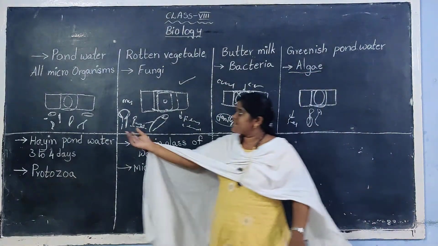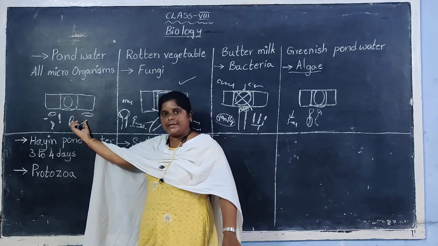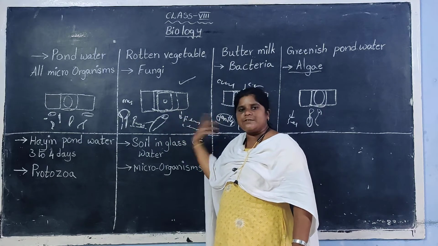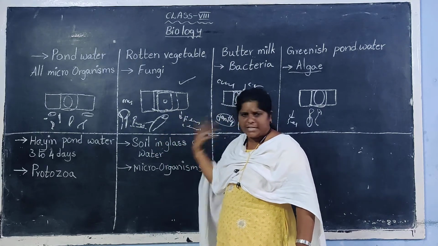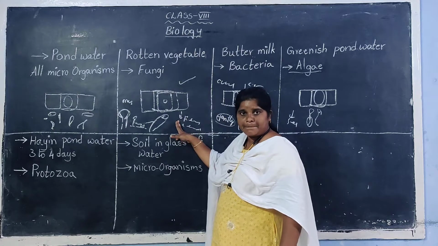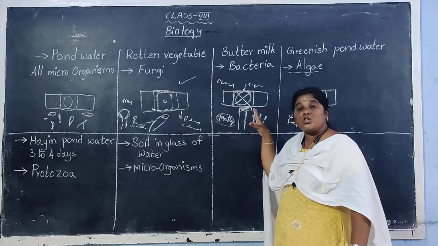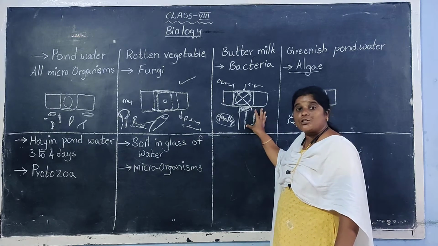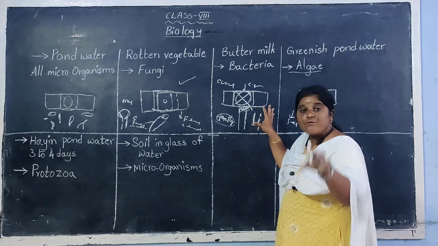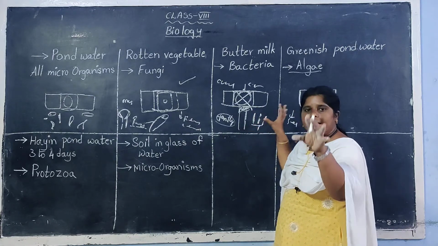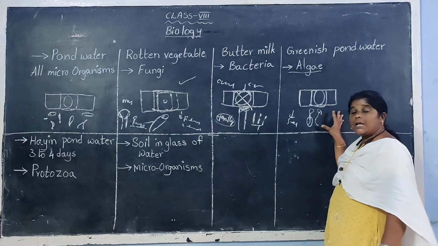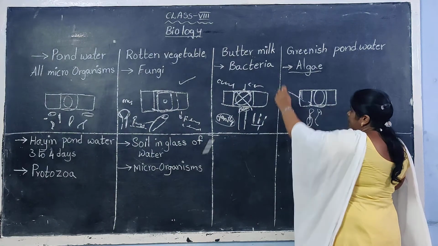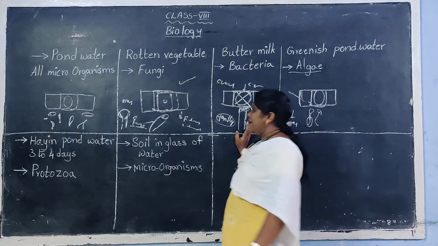Okay, if you take simple pond water, you can observe all kinds of microorganisms. If you take any part of the rotten food material, either vegetable, or a pickle or anything else, you can observe fungi. If you want to observe lactobacillus, take a drop of buttermilk, and you can observe lactobacillus, which is a bacteria. And if you want to observe algae, the fourth kind of microorganism, you have to take the greenish part of the water. That will have algae.